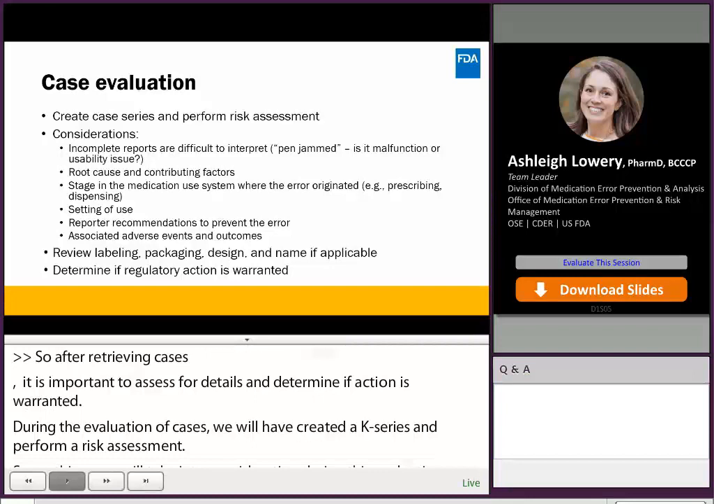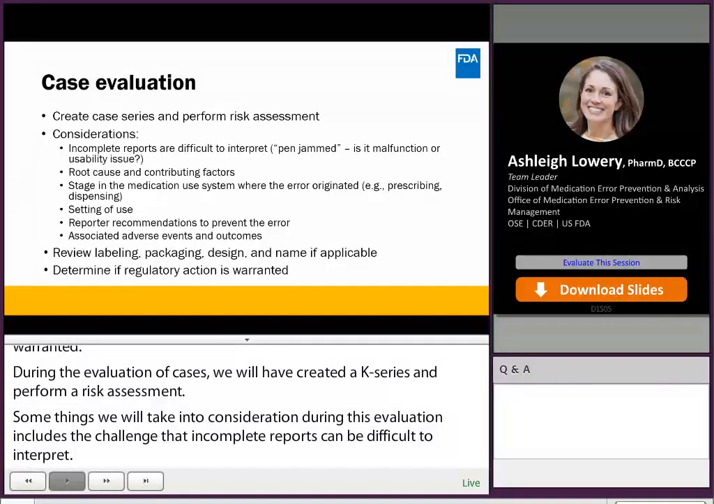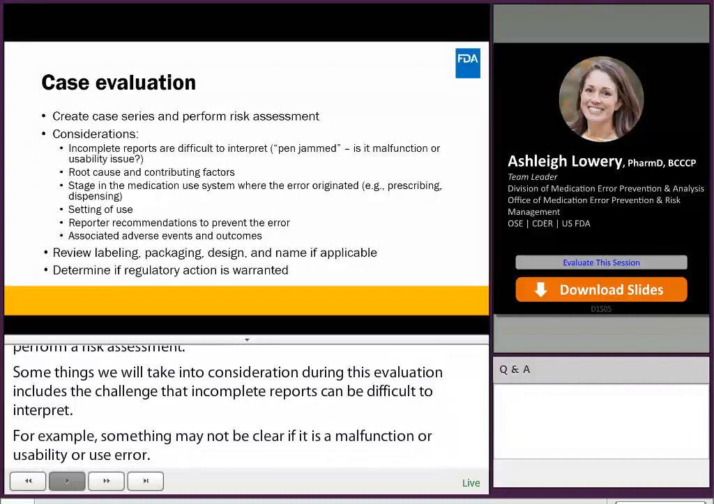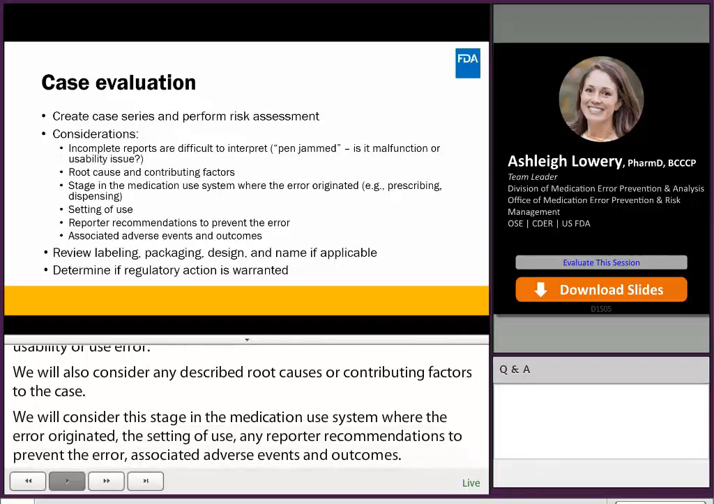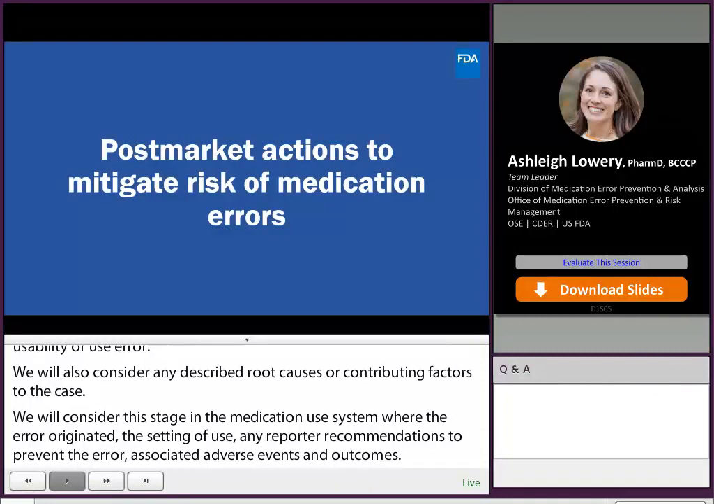We'll also consider any described root causes or contributing factors to the case, the stage in the medication use system where the error originated, the setting of use, any reporter recommendations to prevent the error, associated adverse events and outcomes. After reviewing these cases, we'll review the labeling, packaging, design, and name, if applicable, to the particular type of error, and determine if regulatory action is warranted. So moving on to consider these potential post-market actions.